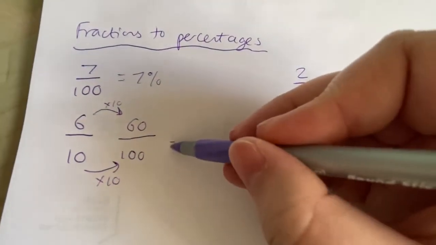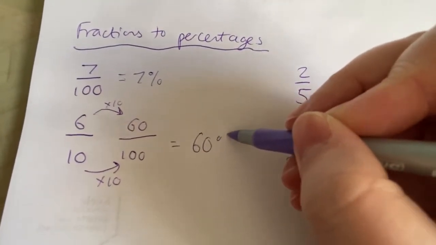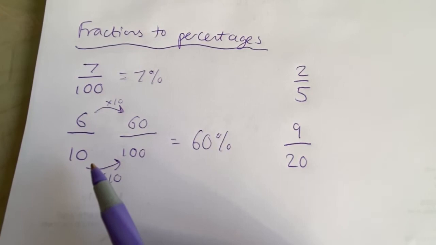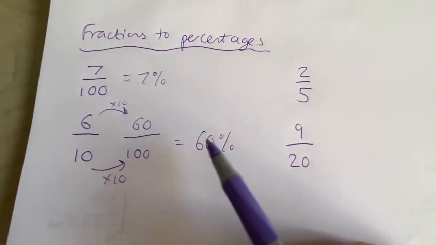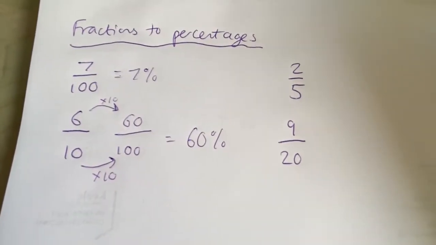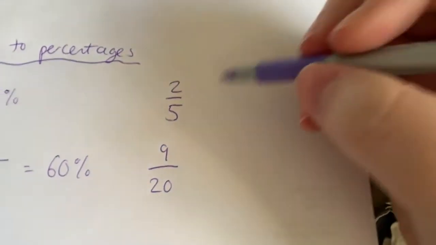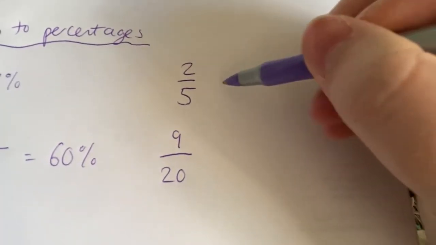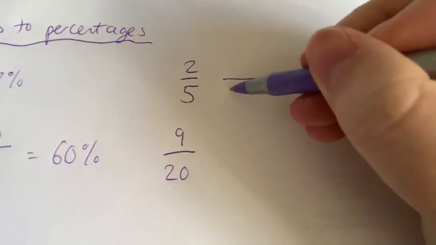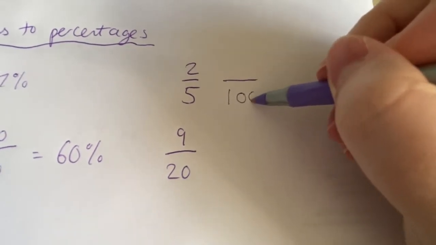So I know that is 60%. So I know 6/10, which is the same as 60 hundredths, is 60%. Let's try the same over here. So I've got 2/5, but I know to change it into a percentage, I want a denominator of 100.